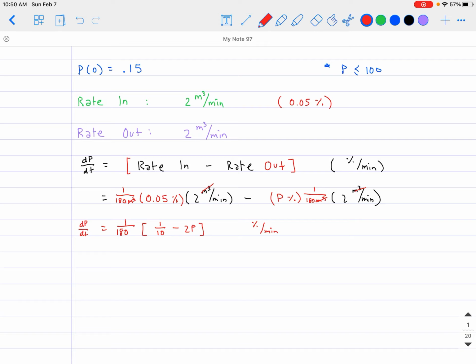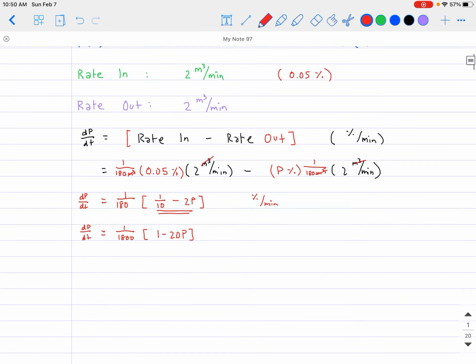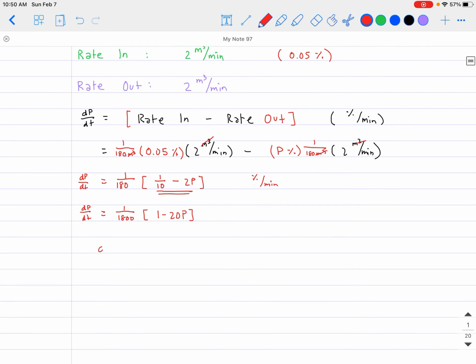But before we do so, maybe we can do a little bit more cleaning just to make it a little bit easier. For the inside, I'm going to factor out the 1/10 so that I have no fractions whatsoever in there. So 1 over 1800, and then multiply by 1 minus 20p, and now I'm ready to move the stuff from the left to the right to do the separable variable thing. So dp divided by 1 minus 20p is equal to 1 over 1800 and then dt.